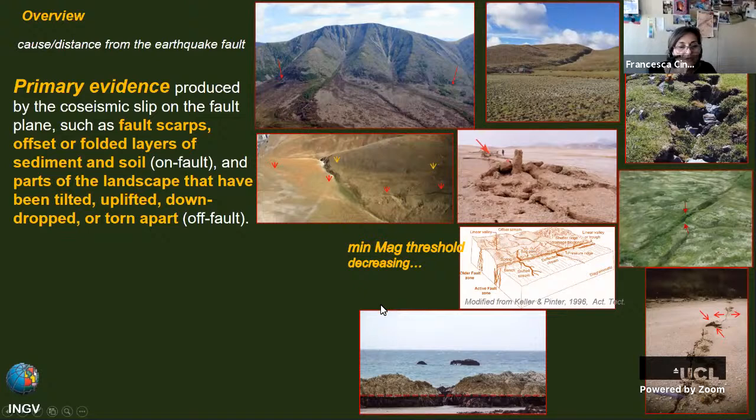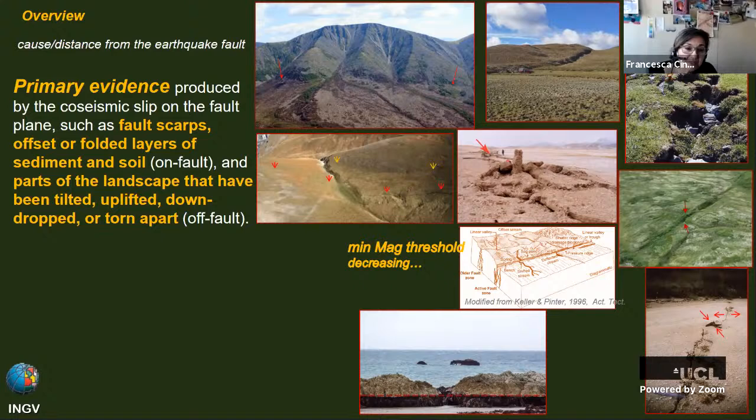So there is a nomenclature that is used to distinguish the palaeoseismic evidence, based on the cause or the distance from the earthquake fault. And so we have primary evidence that is produced by the coseismic slip on the fault plane. Among these are fault scarps, both fossil or fresh, and pressure ridges, or linear valleys, shutter ridges, or deflection of streams. These are, let's say, the expression of the fault along the fault line. And these are called on-fault.